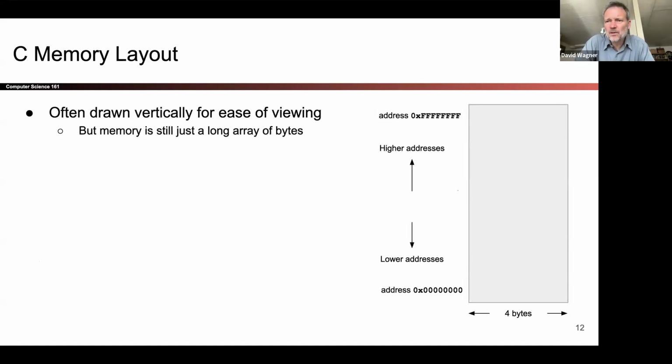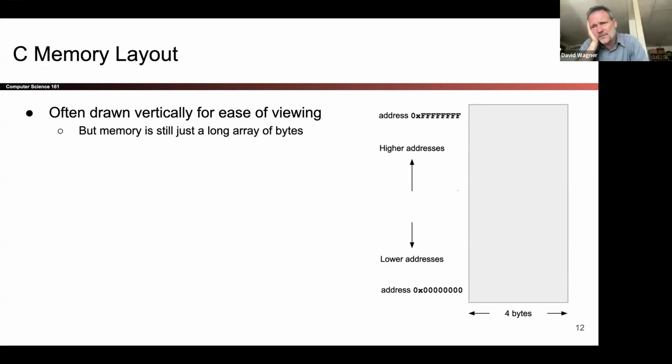But for various reasons, often we're going to draw it a little differently. I'm going to draw it vertically, and rather than think of it as a bunch of bytes, I'm going to think of it as a bunch of 4-byte chunks. For various reasons, that's often handy. So I'm going to write this vertically with the lowest address, 0, at the bottom, and the highest, largest address at the top, like FFFFFF. That's the largest number. That's going to be at the top of this diagram.